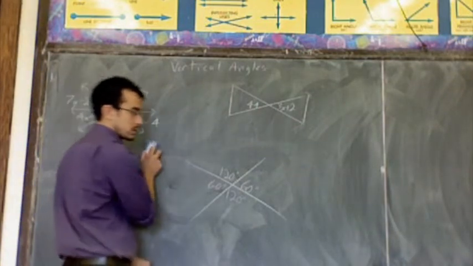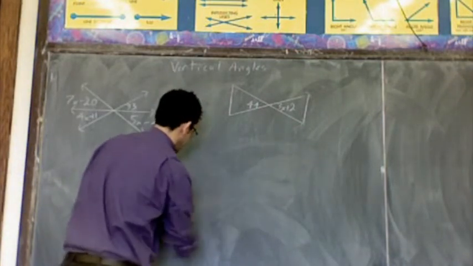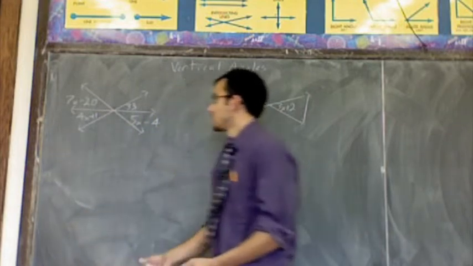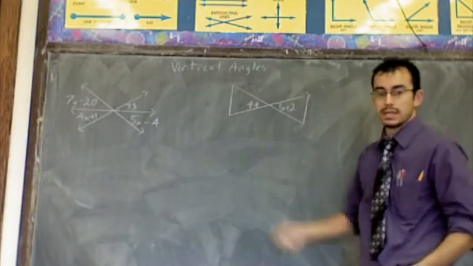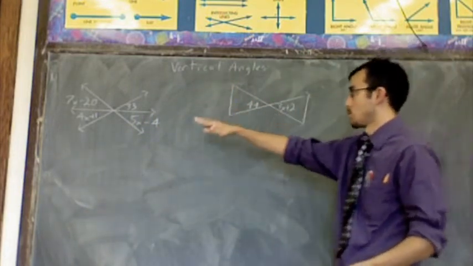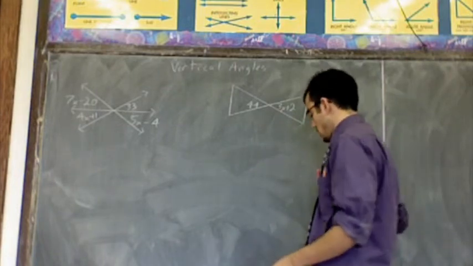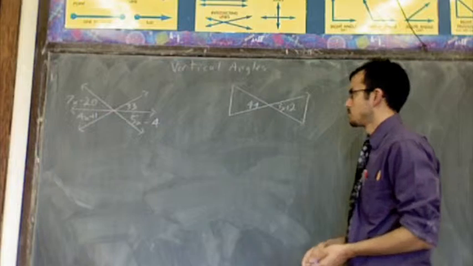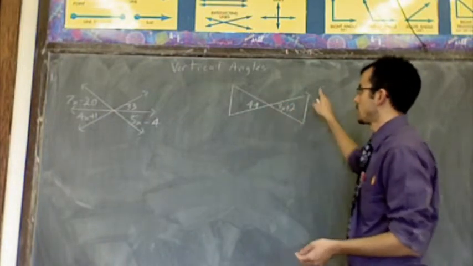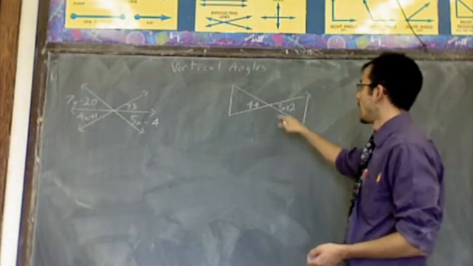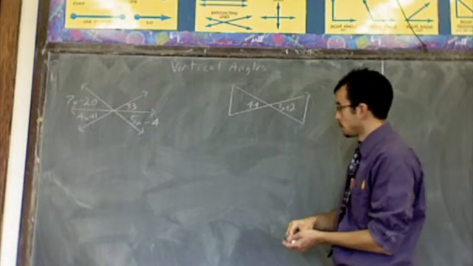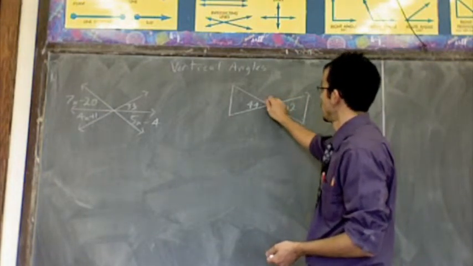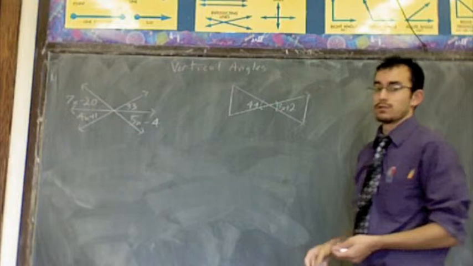All right, let me erase this. Alright, so I'm going to start with this example. This example's a little easier, then I'll do the one you see on the left. Okay, so this first example here, we've got two lines crossing, or line segments I should say, and right there we see this bow tie kind of shape. As soon as you see that, you know those two angles are equal.